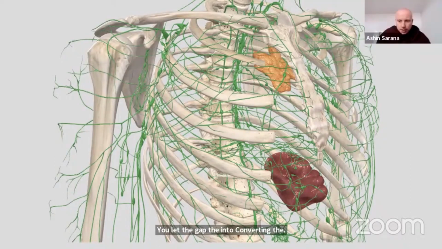So they produce these white cells. Thymus produces lymphocytes, and these lymphocytes then make T cells that protect the body from infections and disease.